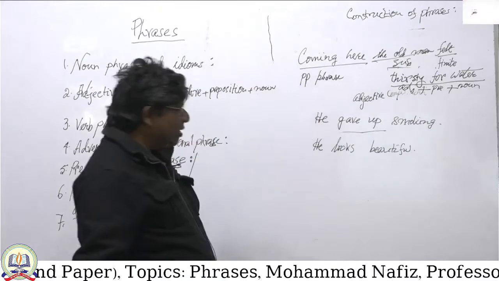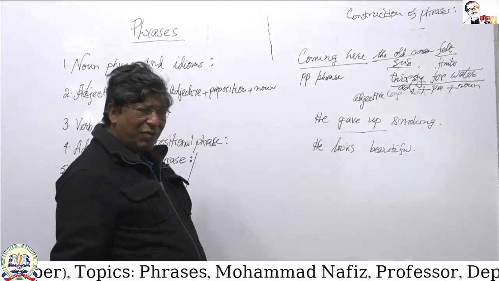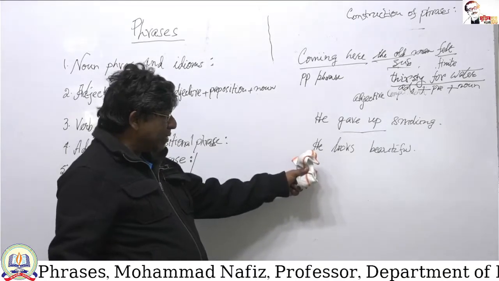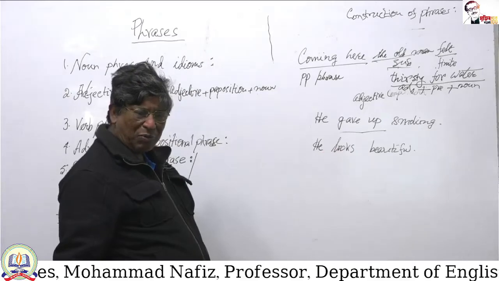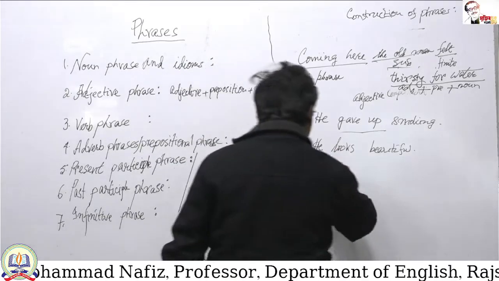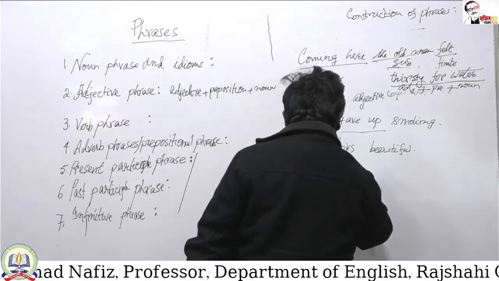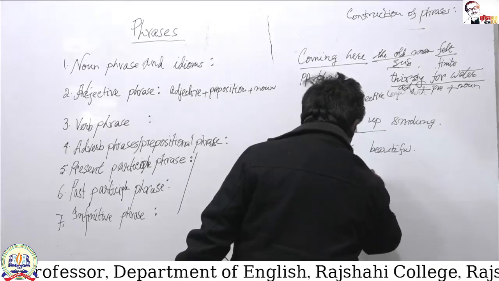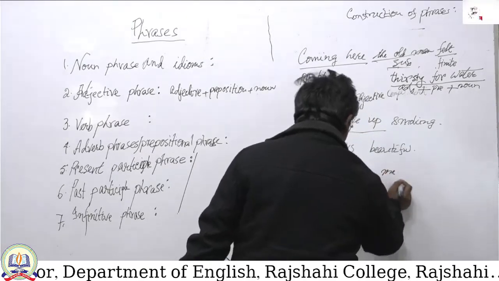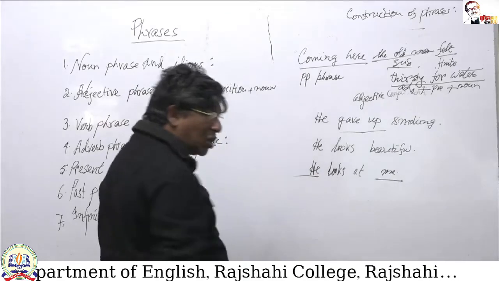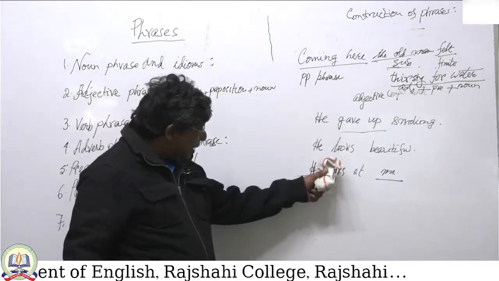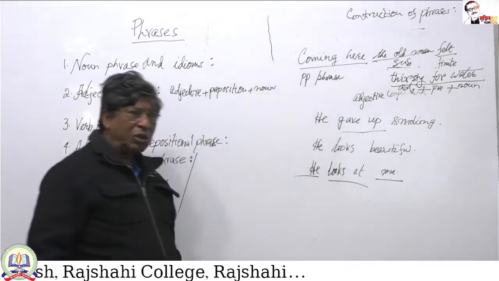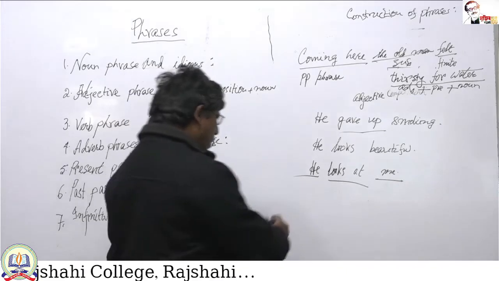Beautiful and he are the same one. Looks is the finite verb and it makes a link between subject and complement, beautiful being the complement. But you see, when we get a sentence like this one, he looks at me, this noun and he are not identical, and the meaning of the verb look is changed because of the presence of the preposition at.